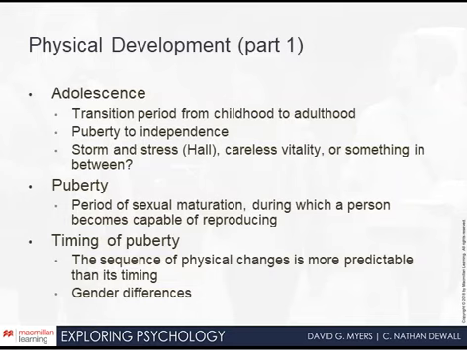So adolescence is a transition period from childhood to adult. And it's sort of a flexible time frame. Someone who is out of their teenage years still could be considered an adolescent. So it's about transitioning from childhood to being someone who's considered an adult. That's what this period is. From puberty to independence.